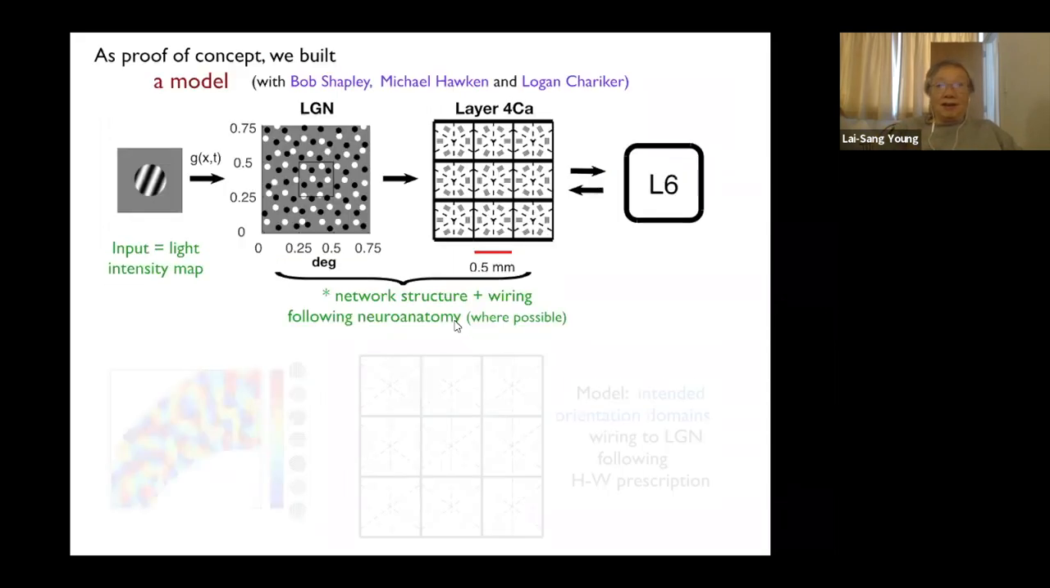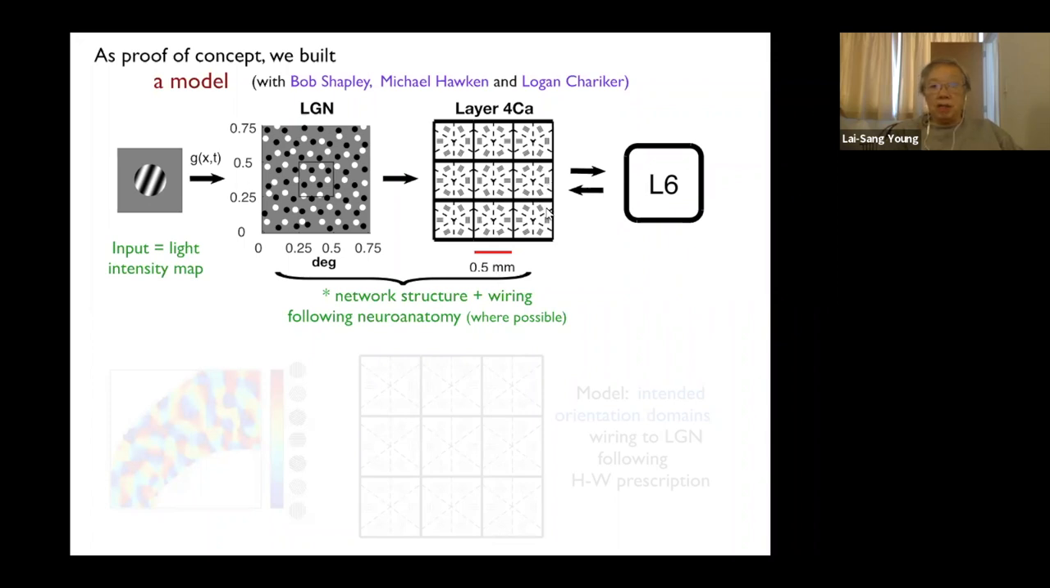So in case you don't believe me, as proof of concept, we built the model. This is what Bob Chapley, Mike Hocken, and Logan Charica did. This is just a picture that represents the light intensity map that's fed to the model. The model has LGN in the input layer to V1. There's also some interaction with another piece, but let's not worry about that, okay?